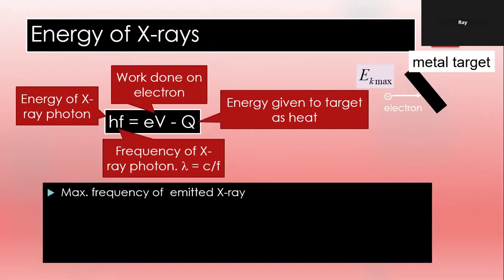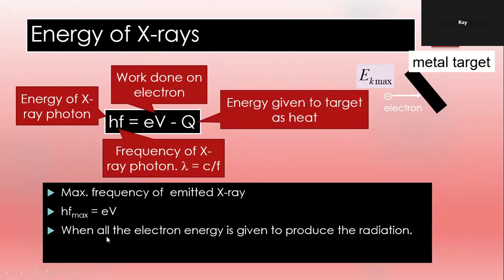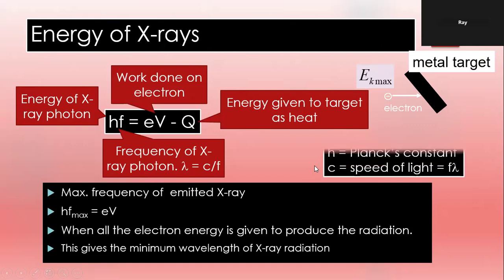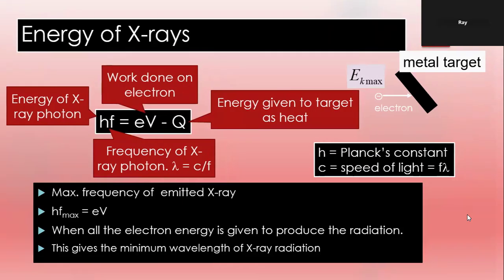Maximum frequency of emitted X-ray is where this Q becomes zero, or all the energy of the electron is given to produce a photon. All the electron energy is given to produce radiation. This gives the minimum wavelength. Remember, maximum frequency, minimum wavelength of X-ray. h is the Planck constant, c is the speed of light. That is the formula that you will likely encounter under modern physics.